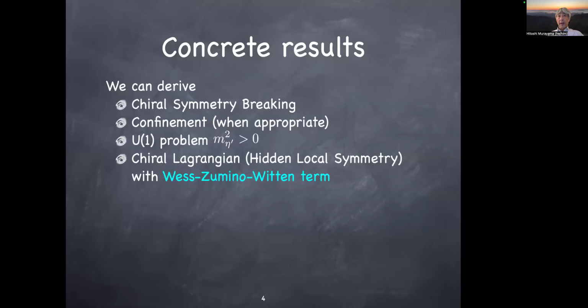And also it comes correctly with the Wess-Zumino-Witten term, which we really need to understand the aspects of anomalies in the chiral Lagrangian. So again, that's not something you add by hand, but something that just comes out from the theory.